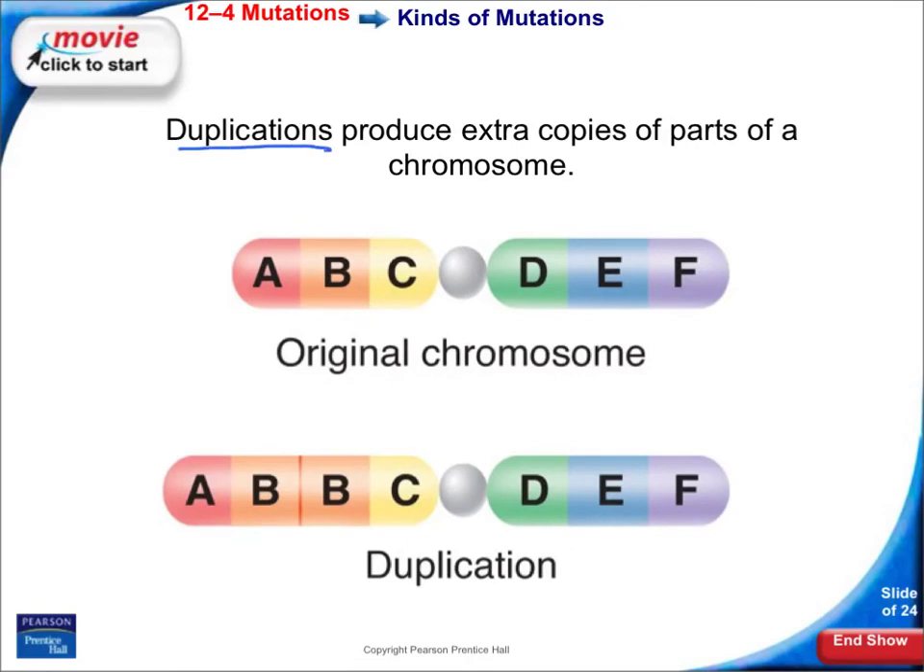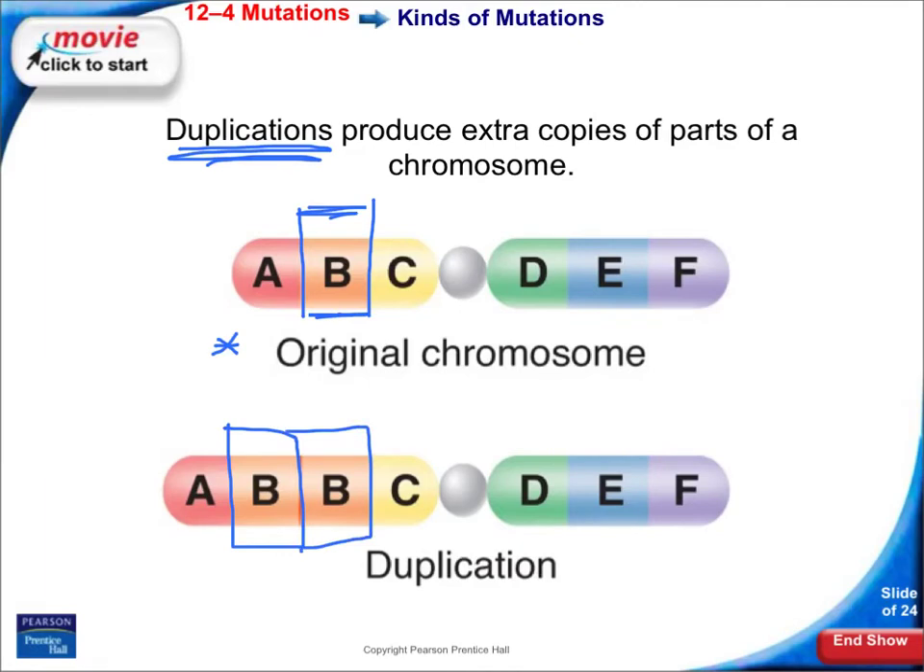A duplication, so this time we're going to duplicate part of it. Here is the same original chromosome, a normal chromosome. And then what happens is, for some reason, this gene is duplicated. So there are 2 copies of this gene on the chromosome. Now we have twice the amount of information.